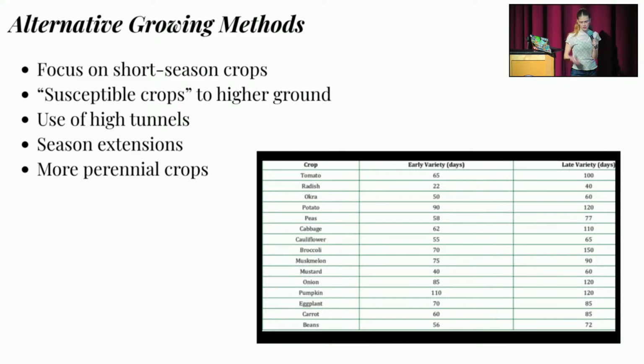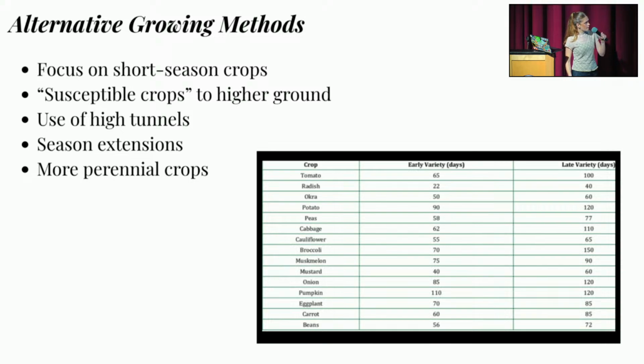So to delve a little bit deeper into each of those, I'll start with alternative crop growing methods. This is just anything that changes the production of the crops that are already being produced. One respondent said that they focus on shorter season crops. So this little table over here shows crops and their different days of maturity on the earlier and later side. As you can see, a short season crop is like a tomato, as it matures over 65 days, where a pumpkin over 110 is a longer season crop.